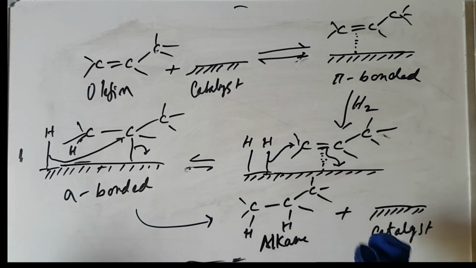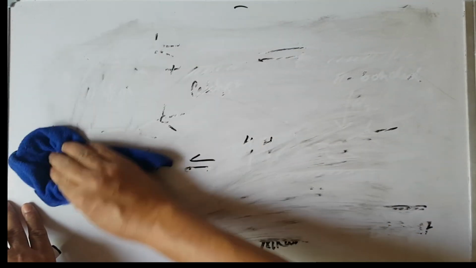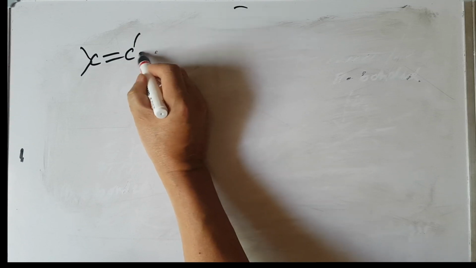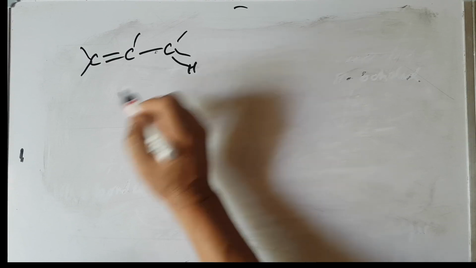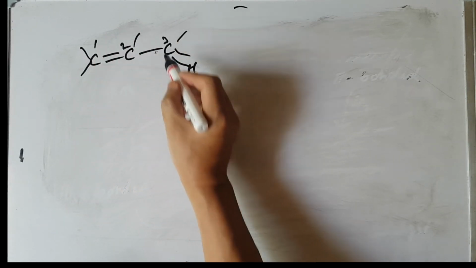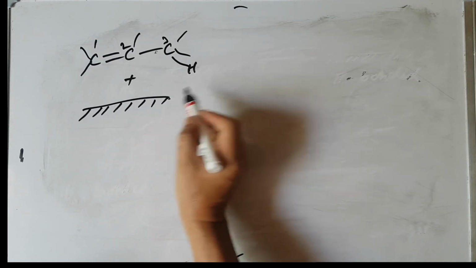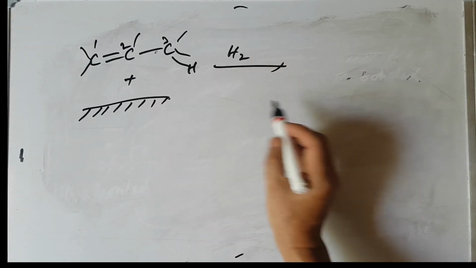Similarly, in some cases, isomerization can also take place. I'll show you another example of how isomerization takes place in this type of reaction, in this mechanism. So isomerization can take place. For example, say this is the compound, with one hydrogen here, let's say 1, 2, 3, with the catalyst surface. So with hydrogen, isomerization may take place. Let's see how it takes place.